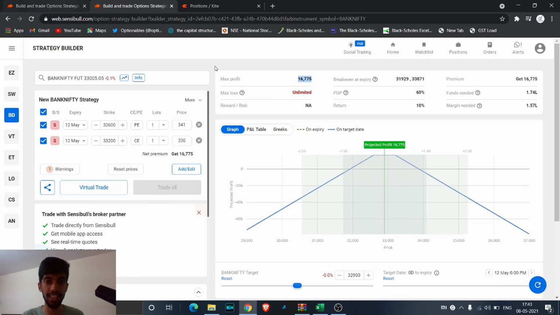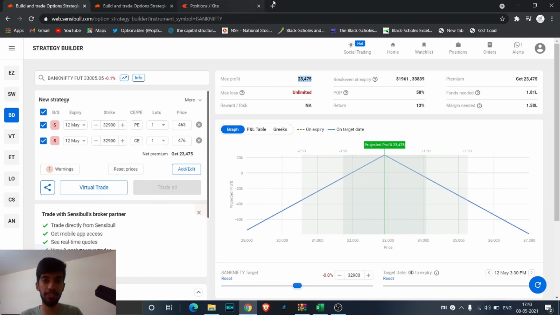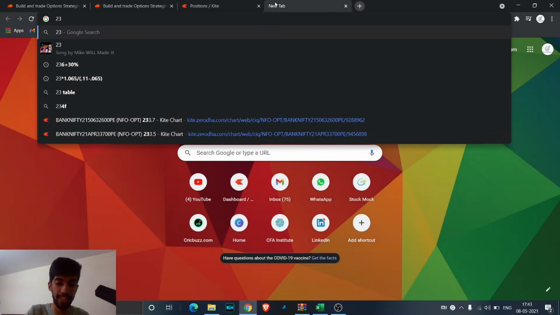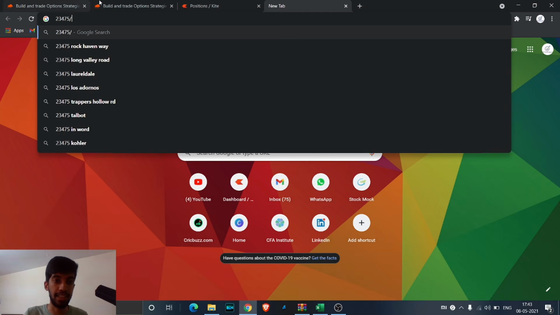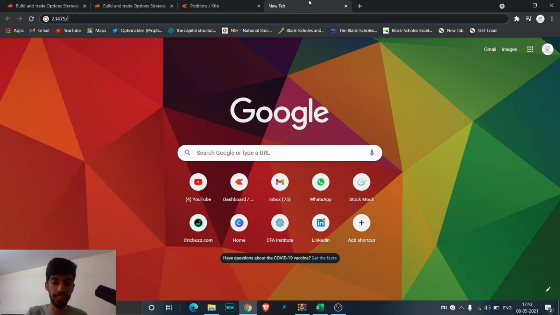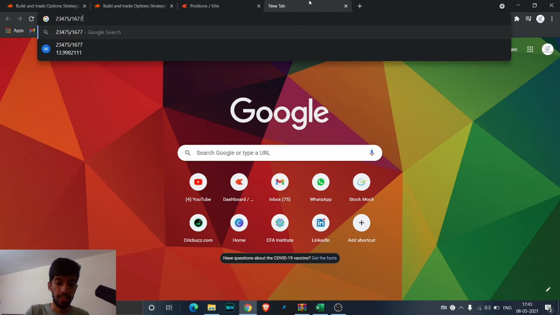So you can see here, instead of 23,475, so we are going to do that 23,475 and divided by 16,775.